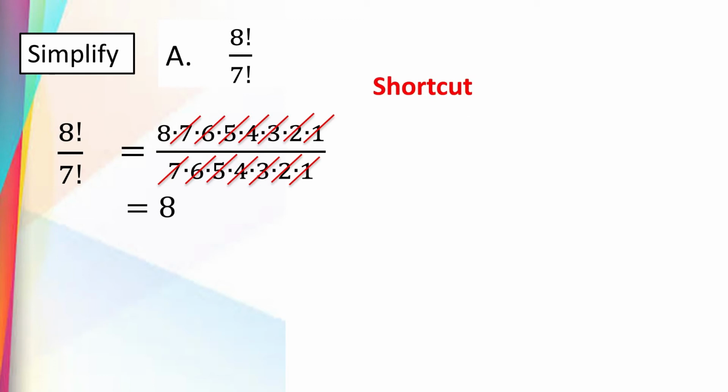Another shortcut that we can also use is this. 8 factorial over 7 factorial equals 8 times 7 factorial all over 7 factorial. Here, our denominator is 7 factorial. We can stop at 8 times 7 factorial in expanding our numerator. Thus, we can cancel right away 7 factorial in the numerator and the denominator. Easy, right? And still, our answer is 8.